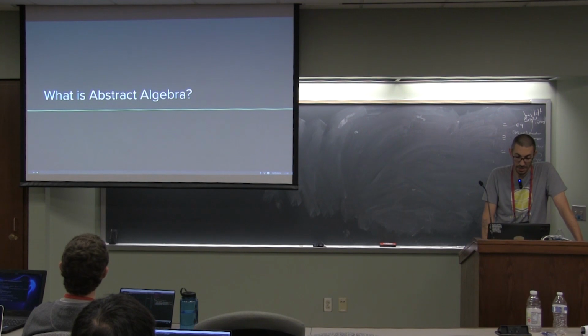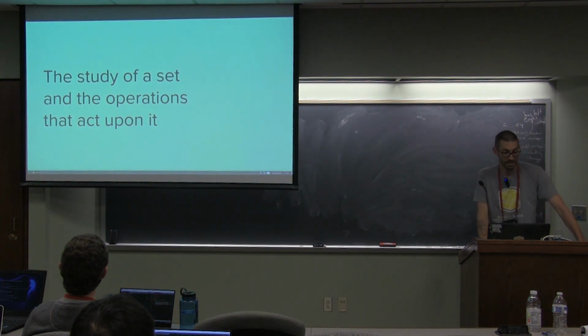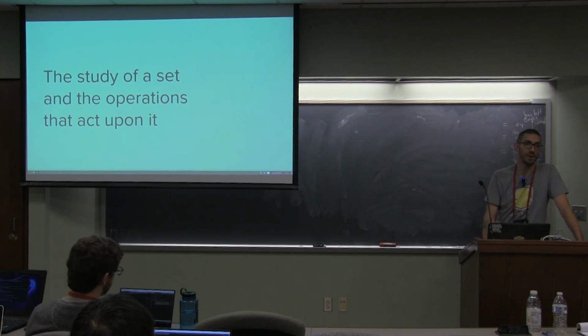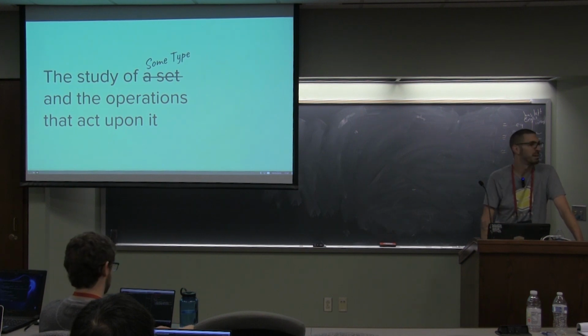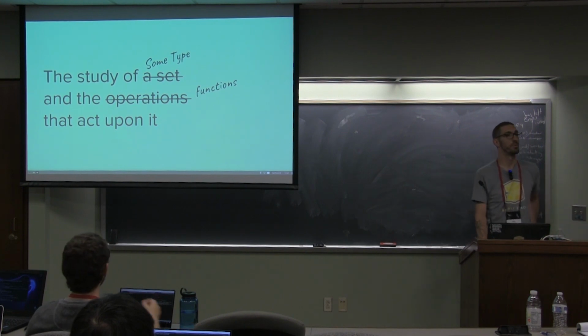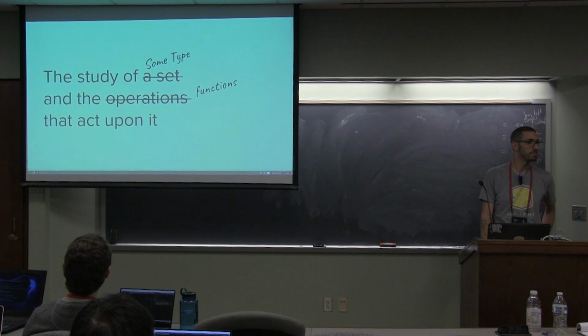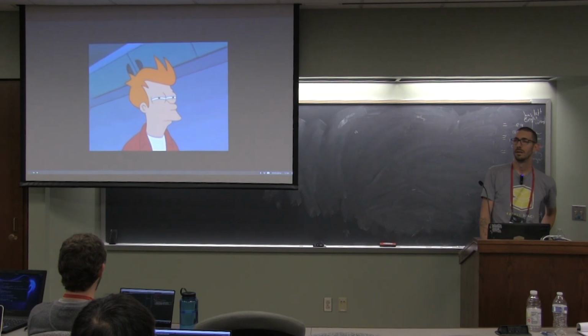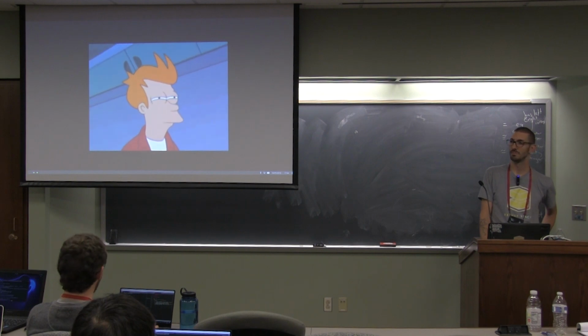Okay, so what is abstract algebra? Well, it's the study of a set and the operations that act upon it. So this tells us that it's kind of based off of set theory. But that's a bit abstract of a definition, I think. So let's break this down. So it's a study of some type and the functions that act upon it. Okay, so that's a little bit more towards functional programming and what most of us are here for, right? And you're thinking, pretty sure that's what I do all the time, right? I have some types, write functions for them. How is abstract algebra different? What makes abstract algebra different from that?